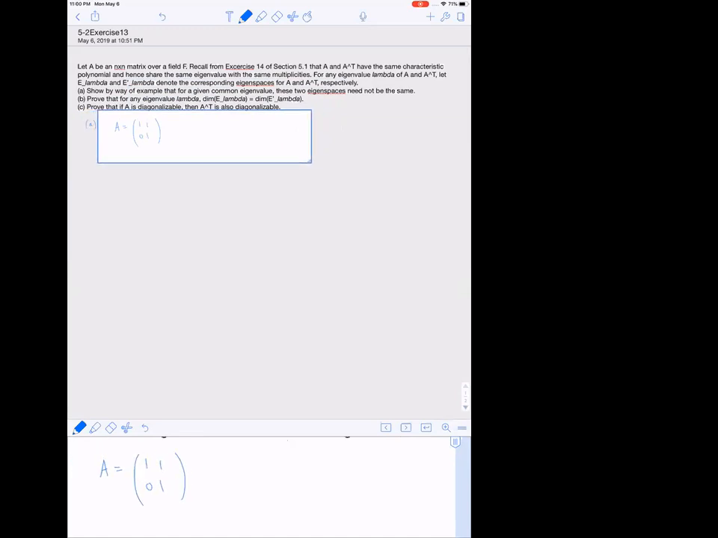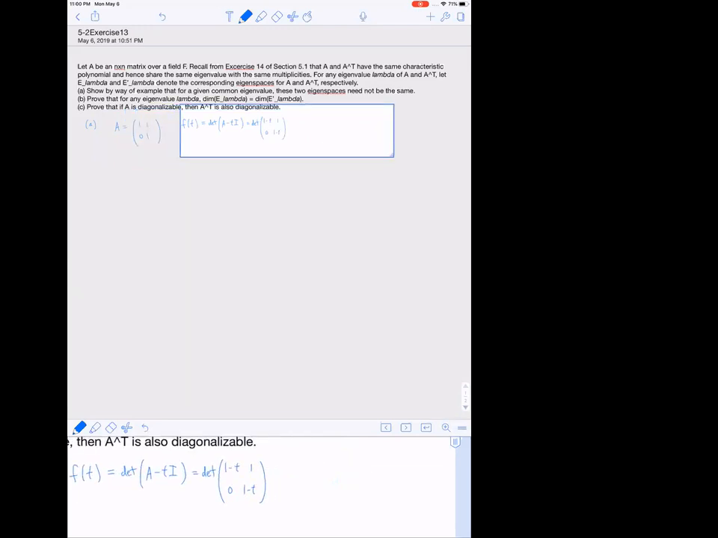I guess we can do the normal thing. We can say the characteristic polynomial of this, that's the determinant of A minus T times the identity. So that's just going to be the determinant of 1 minus T, 1, 0, 1 minus T. All right, that's a characteristic polynomial that splits. That's 1 minus T quantity squared. So that will have an eigenvalue of 1, and the multiplicity is 2.